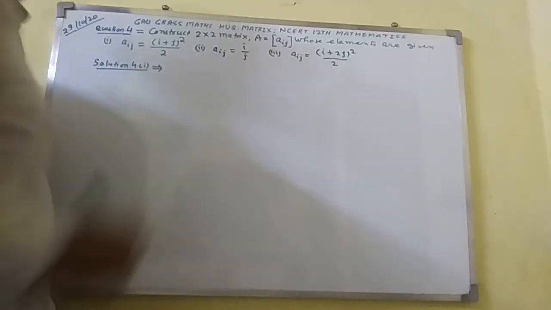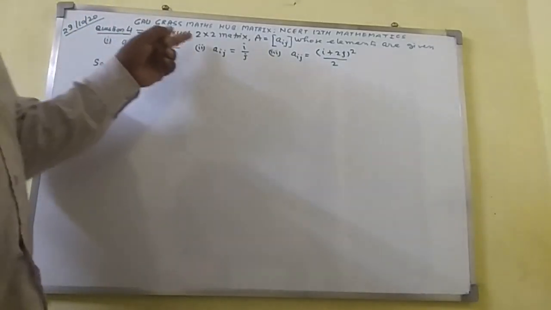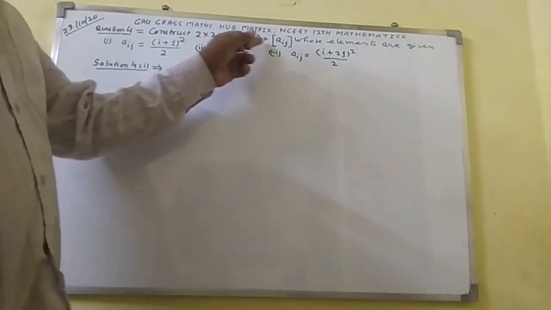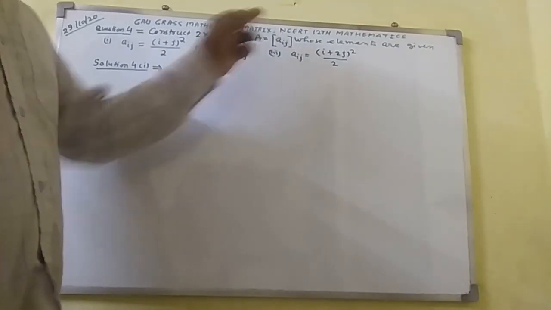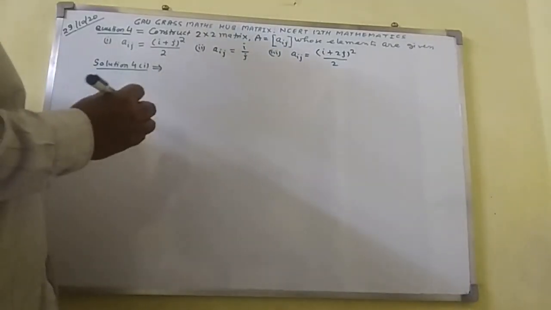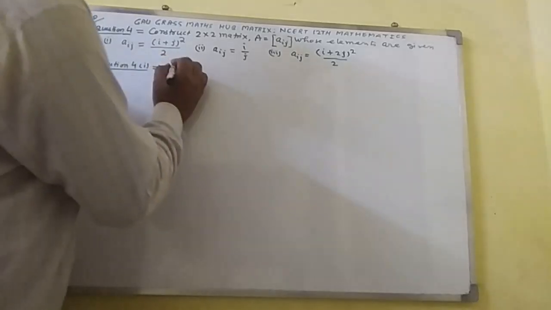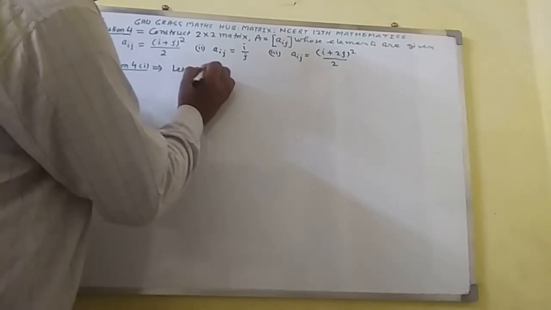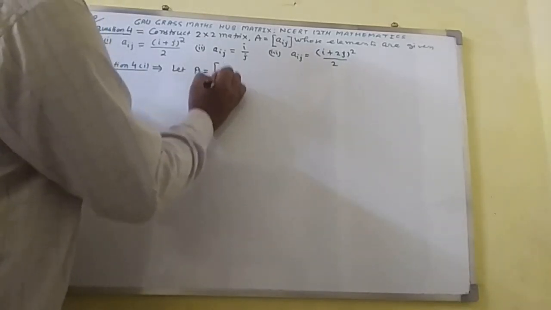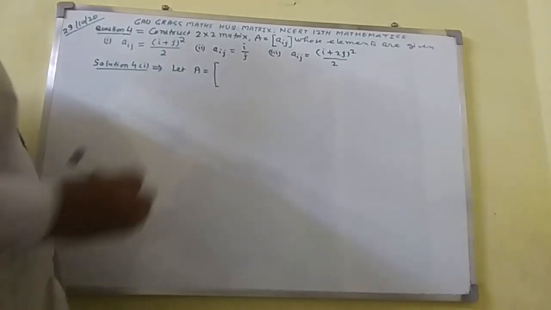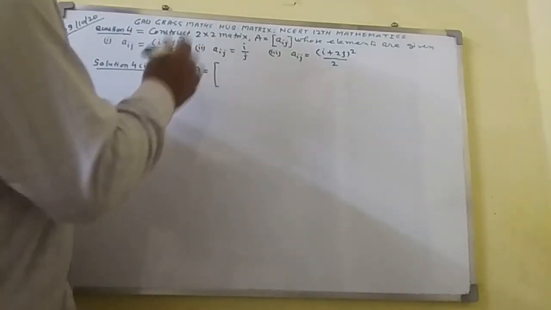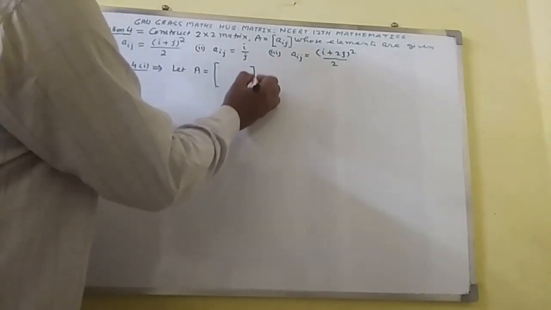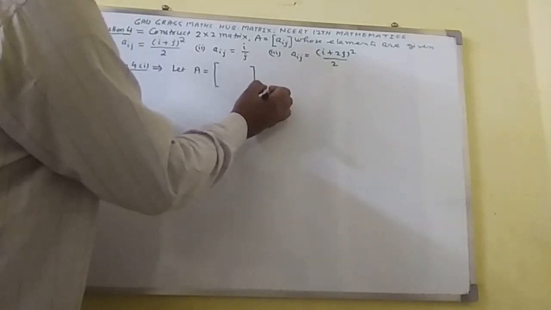Here you can see, construct a matrix of order 2 cross 2, A equal to [a_ij]. So here I shall write, let A equal to, opening of square bracket. I have to construct a matrix of order 2 cross 2, so here I shall write the order 2 cross 2.